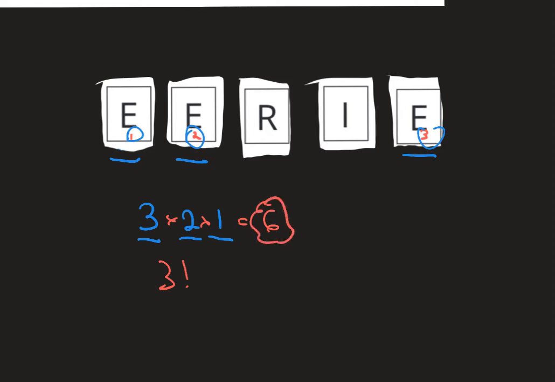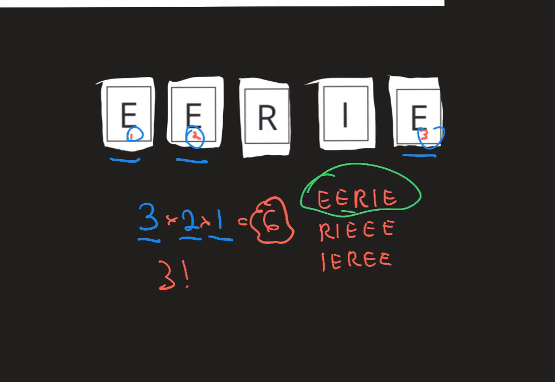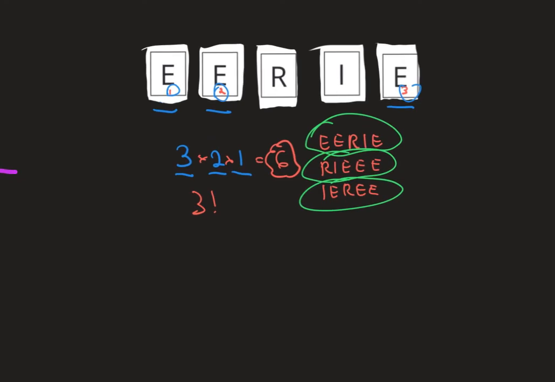So that means for any word we spell, be it eerie or re or ire, there are 6 ways to spell it using E's. So in other words, I'll write this out because this is kind of the linchpin here. We've counted each word 6 times.